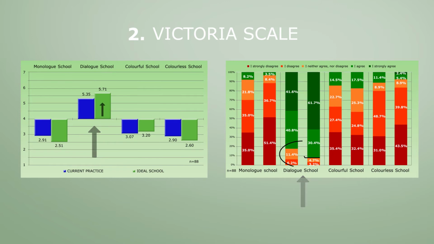The upswing of the dialogue school coincides with a decrease in the support for the monologue school. This points to the desire of most of the respondents to evolve from a monological to a dialogical school identity. At the same time, we see a clear rejection of the two secularized school types, the colorful school and the colorless school.